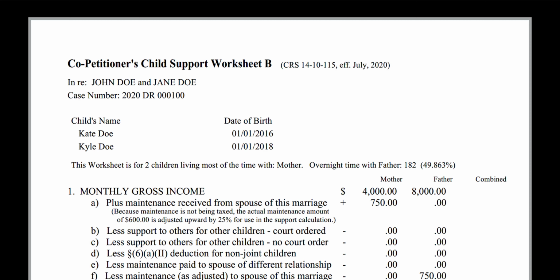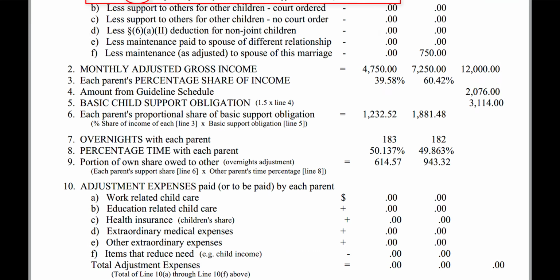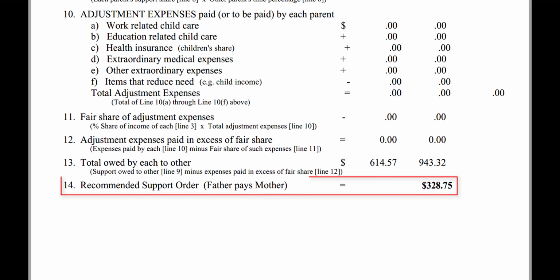Here's an example with Mom getting $600 a month in spousal maintenance, which is added to her income under the support guidelines. However, an additional 25% is added on to reflect the fact that spousal maintenance is no longer taxed. It is tax-free. The child support obligation is now $328.75.